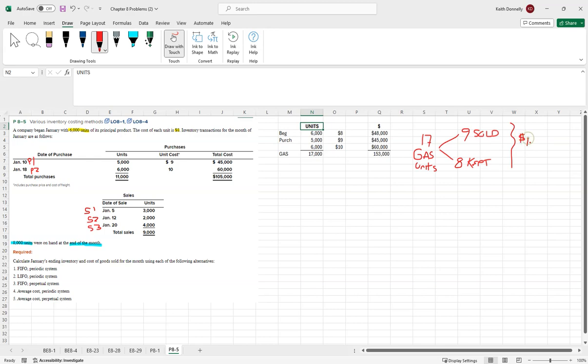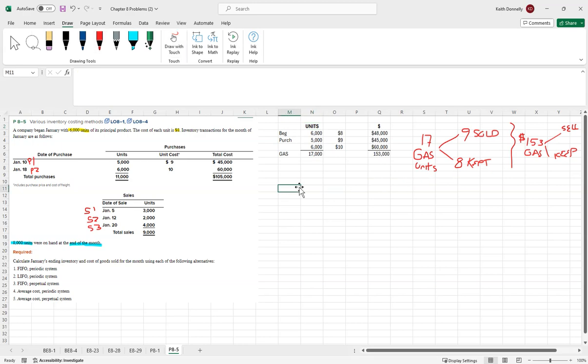The question then becomes, when we do this in dollars, 153,000, goods available for sale in dollars, how much of this did we sell? What dollar number are we going to put on that? And how much of that did we keep, in a dollar amount? We know the units, but we're going to have to use these different systems to help us convert and figure out how we're going to use a cost flow mechanism to assign those costs.